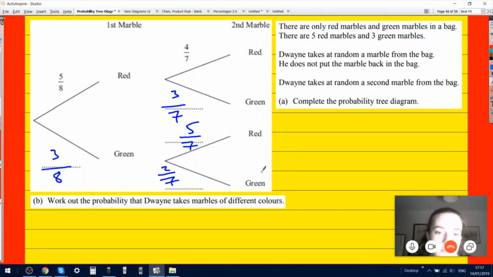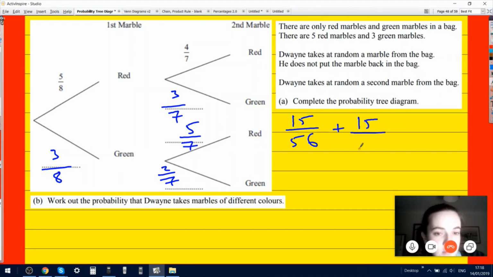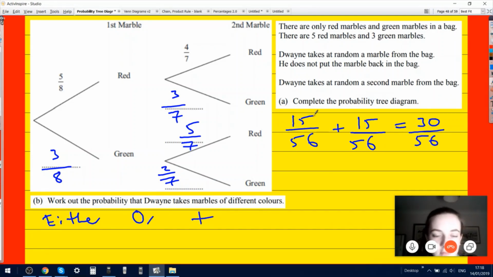Probability that Dwayne takes marbles of different colors. That would be 15 over 56 plus 15 over 56 again. Yep. So 30 over 112. You add the top and copy the bottom. Oh, yeah. 56. Yes. And what that shows you is you have 15 chances out of 56.